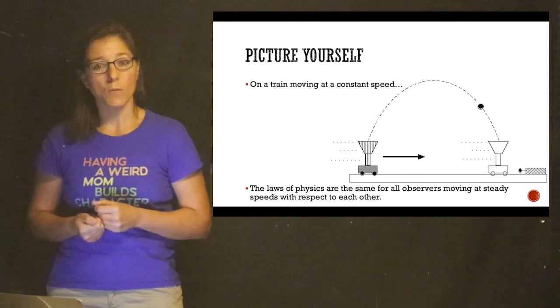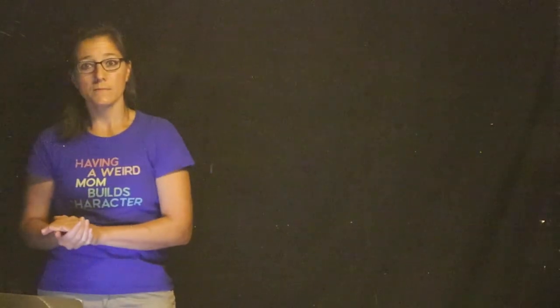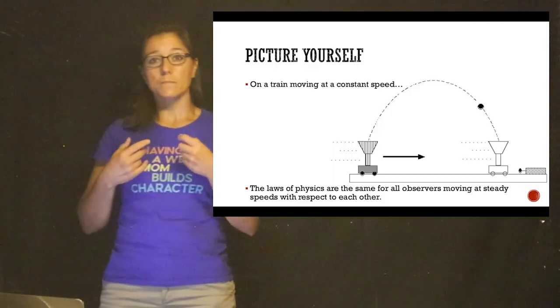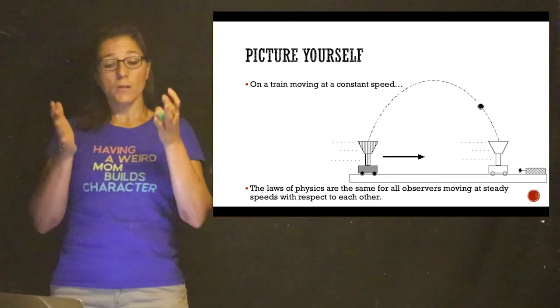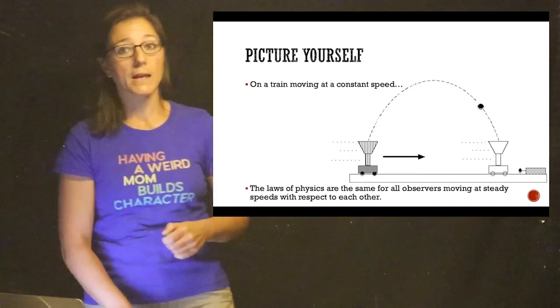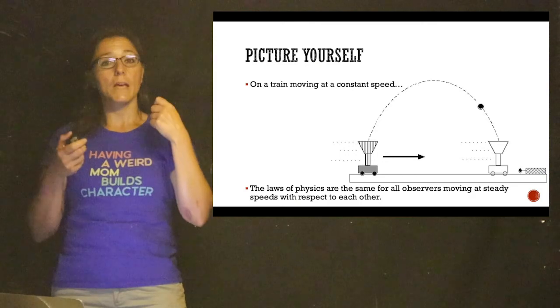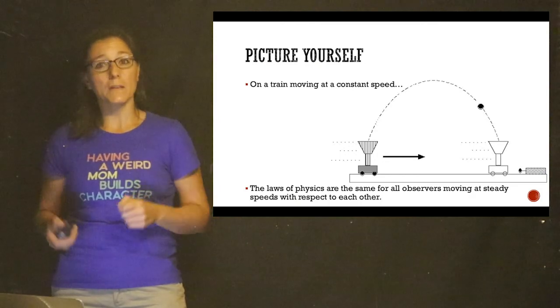But how does it look to someone outside the train car? Outside the train car, they see the object move in a parabola, right? So from your perspective, you are not accelerating forward. You threw the object straight up and straight down, and it landed in your hand. To an external observer, the object was launched with a forward velocity and a vertical velocity, and so the object moved in a parabola.